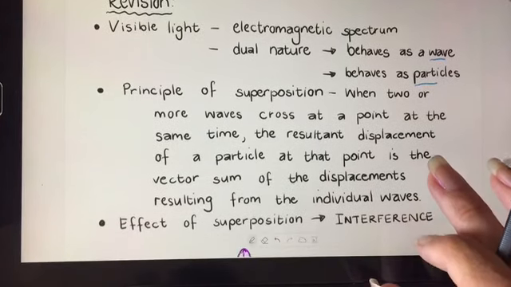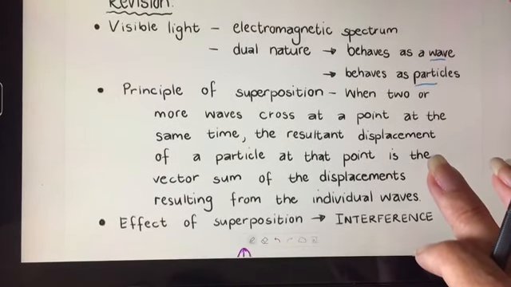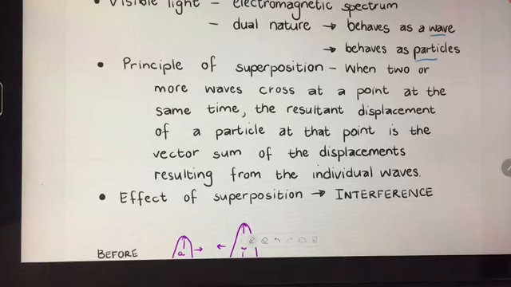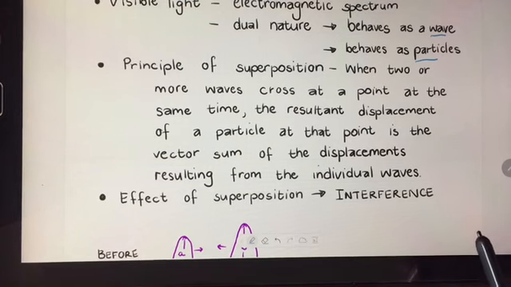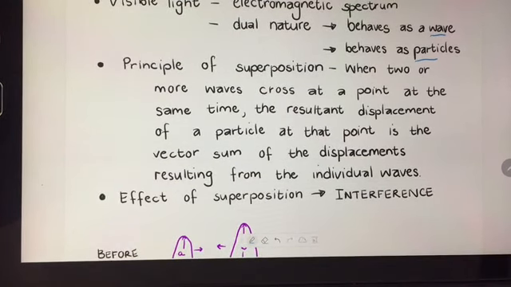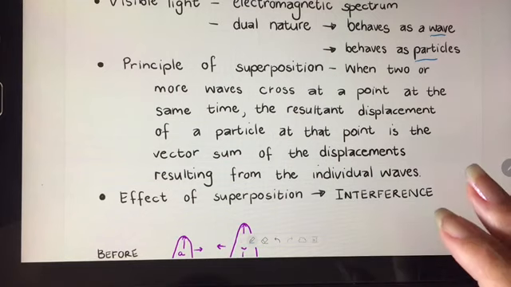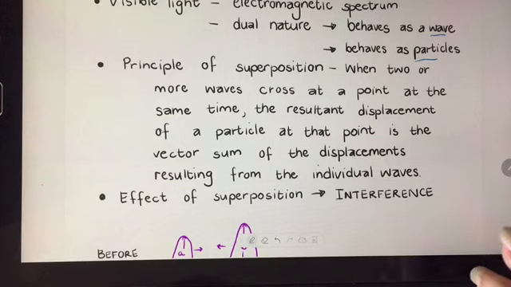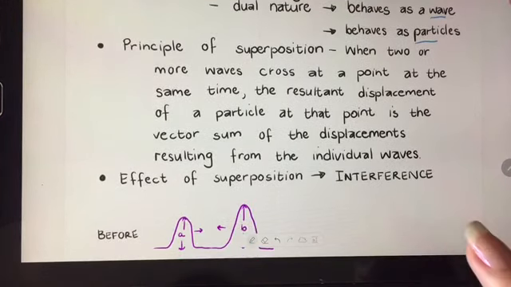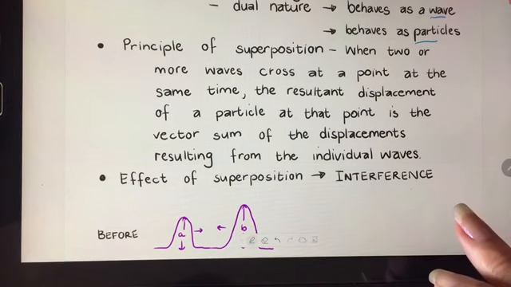Now, the principle of superposition: when two or more waves cross at a point at the same time, the resultant displacement of a particle at that point is the vector sum of the displacements resulting from the individual waves. You did this last year. It is worded a bit different, I know, but it's still the same thing. And then interference is the effect of superposition.